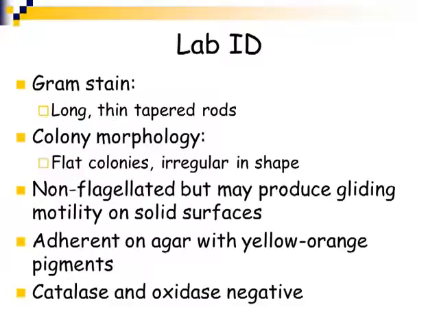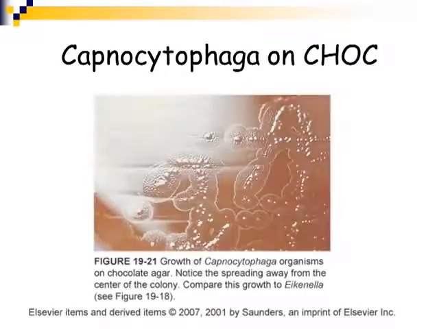On agar, they tend to be flat and irregular in shape. These organisms are non-flagellated, but they can seem to have a gliding motility on a solid surface. So on agar media, they will glide across the agar surface. They are adherent on agar, so they tend to be a little difficult to pick up off of the agar, and they have a yellow to orange pigment. They are catalase and oxidase negative.